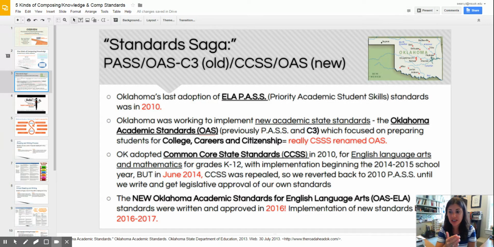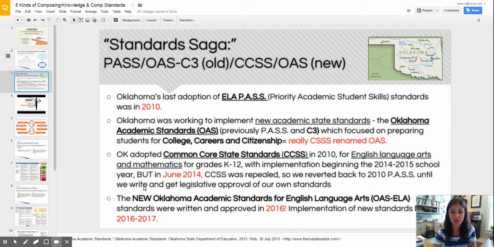But as we were in that transition period starting in 2010, with expected implementation of Common Core in 2014, there was a lot of political debate, a lot of misinformation about Common Core, and eventually it was repealed in June of 2014, 2 months before we were expected to implement it in the classroom. So for me, as a classroom teacher at this time, I left the school year in May thinking that we were going to be teaching under the Common Core standards in August. Summer happened, they were repealed, and when we came back to school in August, we went back to just the 2010 PASS.